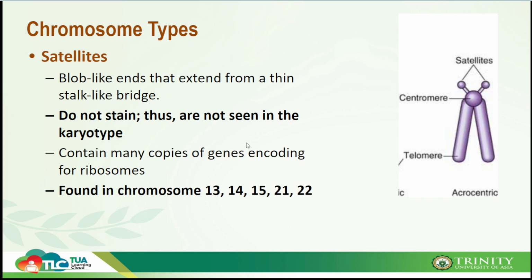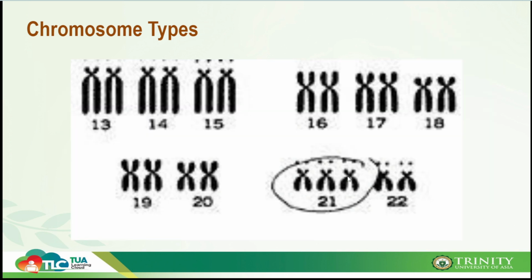And they are found, yung satellites natin, they are found in chromosomes 13, 14, 15, 21 and 22. And just to prove a point, here is an image of chromosome 21 and 22, showing you their satellites. And in this image, we have 3 copies of chromosome 21, which is abnormal. There should only be 2 copies. So this is your Down syndrome or trisomy 21. But more of the diseases later on in the semester.